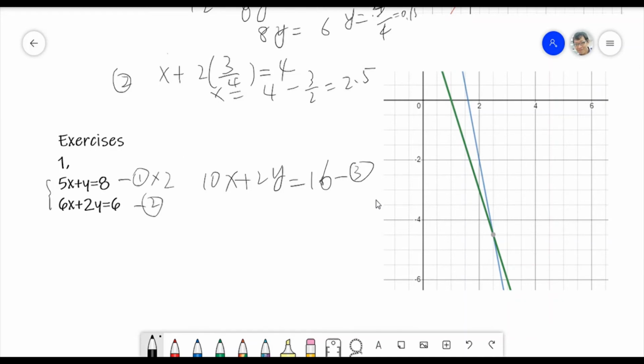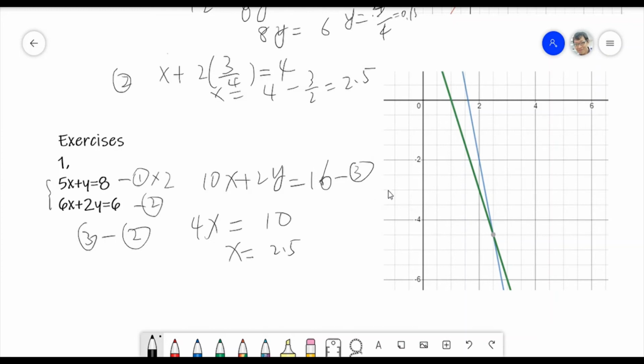So what are we doing? We are doing equation 3 minus 2 times equation 2. So 10x minus 6x is 4x, 2y minus 2y is eliminated, and the right side is 16 minus 6, which is 10. So x equals 10 over 4, which is 5 over 2, which is 2.5.